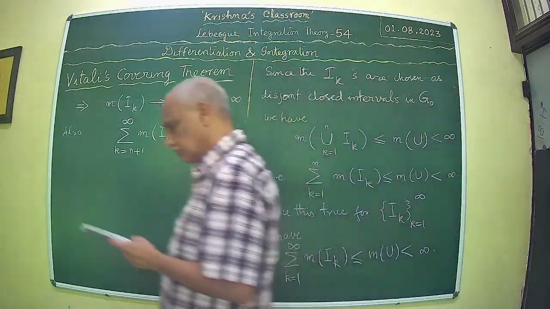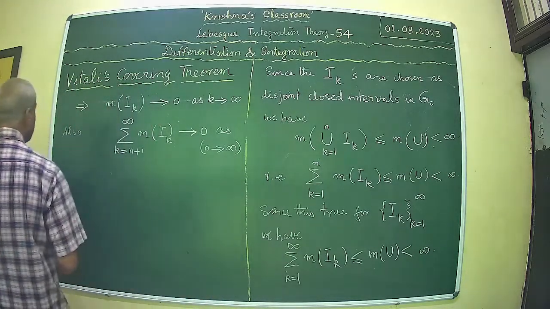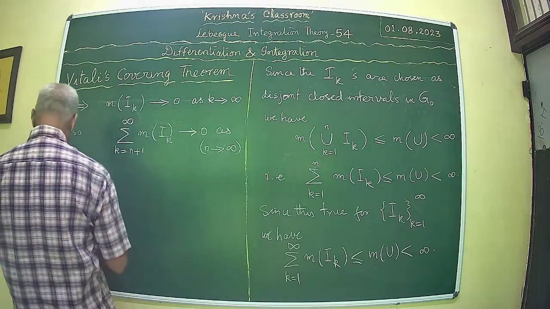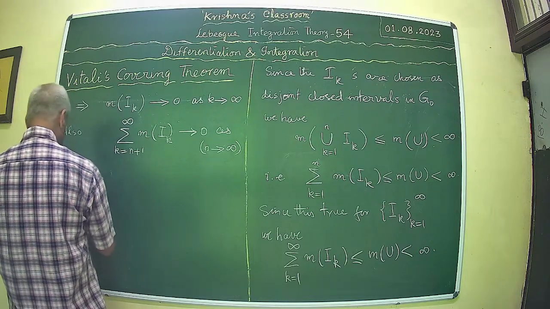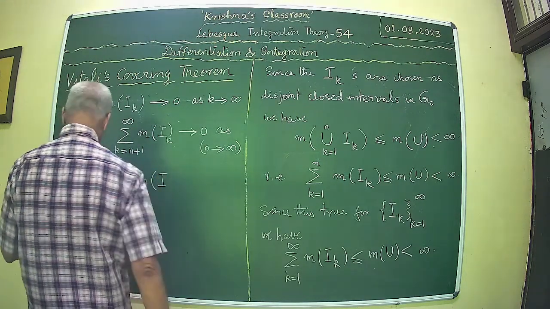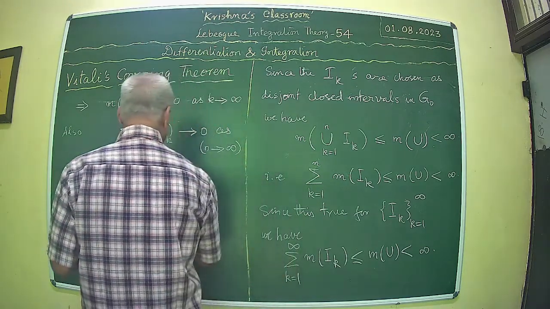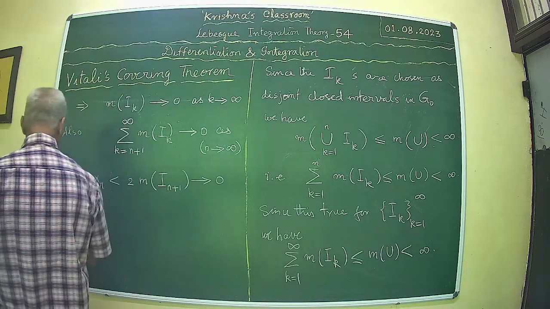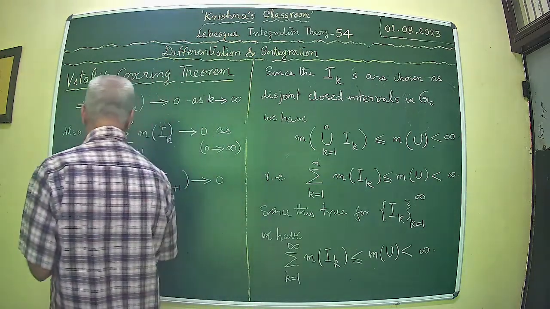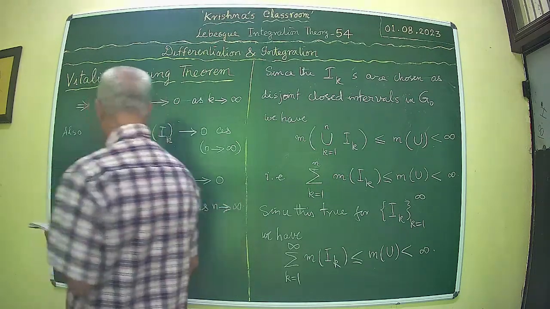Another observation that we make is about the relation of alpha_n. Look at the choice of alpha_n. Now alpha_n is less than twice the measure of I_{n+1}, and this goes to 0 as n tends to infinity. So what does it mean? It implies alpha_n goes to 0 as n tends to infinity. So that's the conclusion.